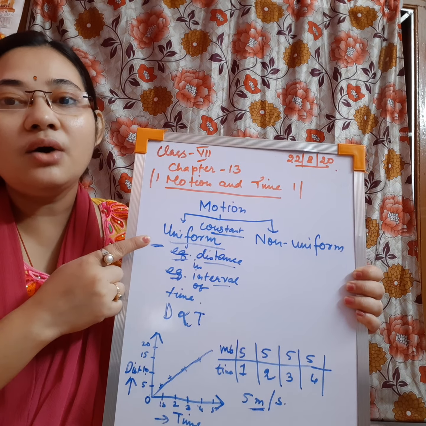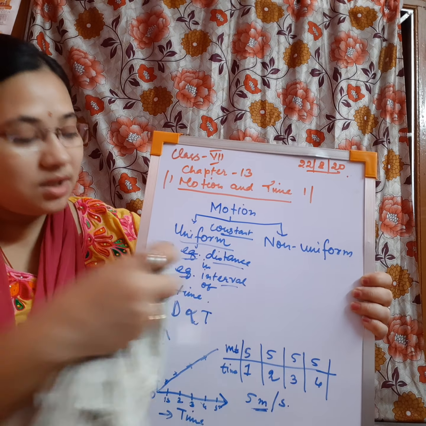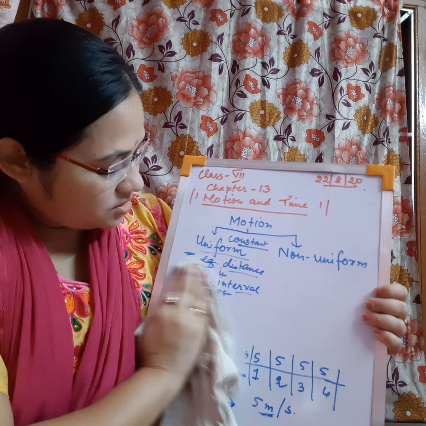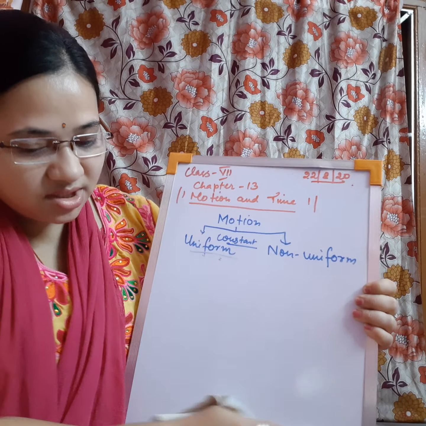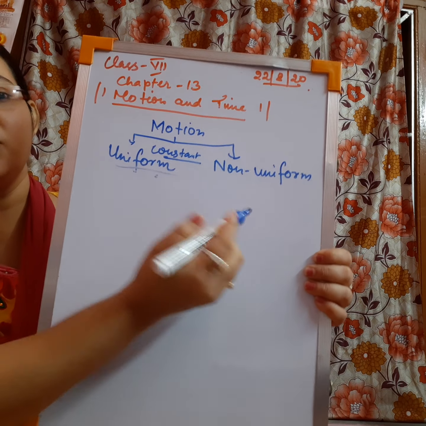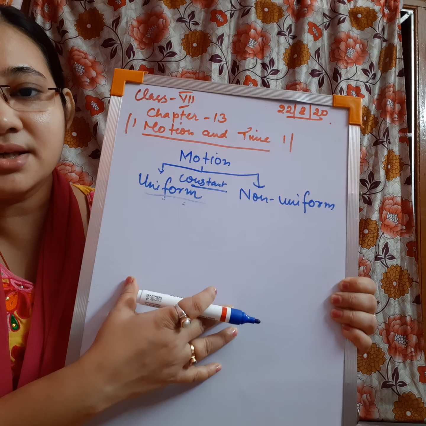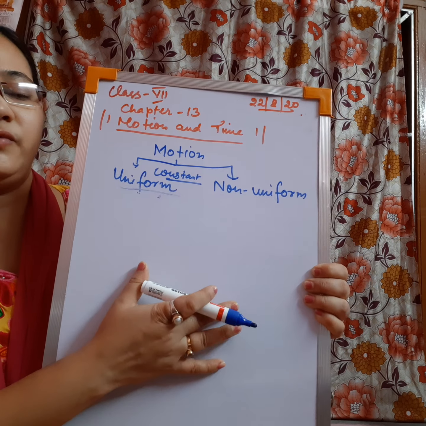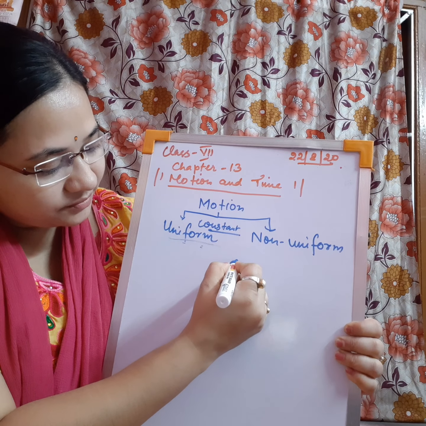Now let us see how uniform motion is different from non-uniform motion. In case of non-uniform motion, we will plot a graph and see that a body is said to be in non-uniform motion when it travels unequal distances in equal interval of time. Unequal distances means, let us see with the help of this graph.